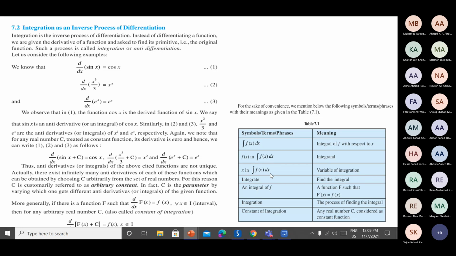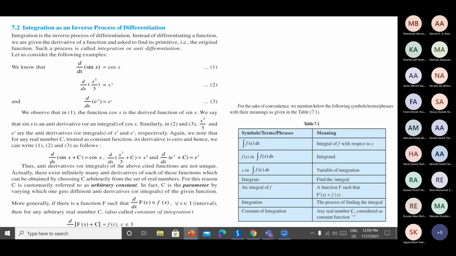Okay. What is the meaning of integrate? Integrate is a verb, to find the integral. An integral of f is a function capital F which you are going to differentiate to give you f of x. Okay. Integration is the process of finding the integral. This is your vocabulary here for the integration. Constant of integration is a real number. We give it the notation c.